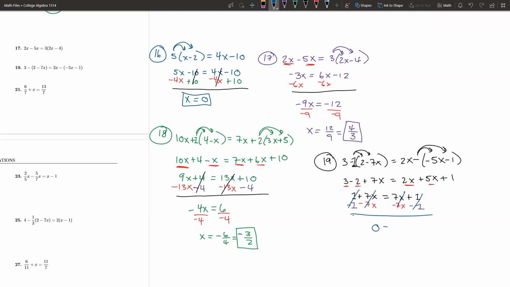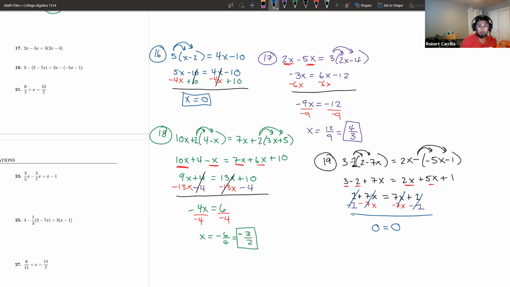But there's a specific term for that, isn't there? You get 0 equals 0. Well, first off, is that a true statement? Yes, 0 equals 0 is a true statement. And if this ever occurs when you are solving equations, this means that no matter what number you plug in, you are always going to get a true statement. So since any number works, there are infinitely many solutions.